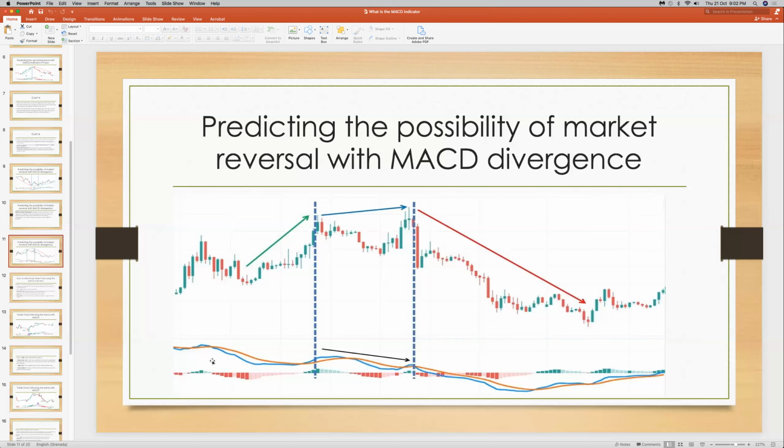So they're working now in convergence here. Over here, they were in divergence. They were opposite each other, but now they're working together. So we are always trading when they are in convergence, when they're working together. But whenever we see them in divergence, we know that a trend change is about to happen.